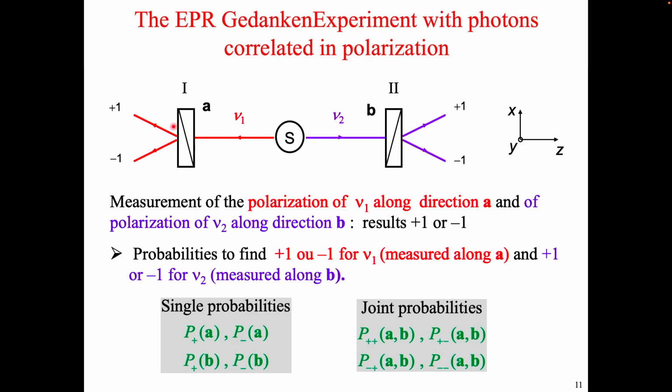You do statistics and you obtain probabilities. So you can obtain the single probabilities to get +1 or -1 here, but much more interesting, of course, the joint probability. Probability to get +1 here and +1 here. And you call it P++ of AB, because you have to say what are the orientation of the polarizers. So this is just a description of an experiment.